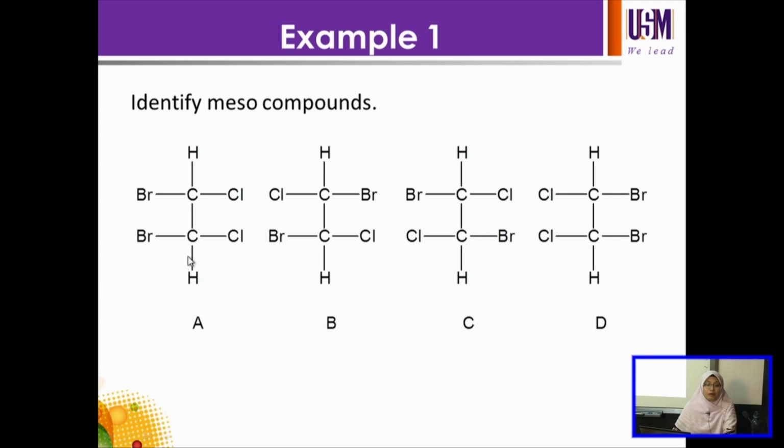From the compounds listed here as A, B, C and D, identify the mesocompounds. The first thing that you can do is search for the plane of symmetry. From here you can see that compounds A and D have a plane of symmetry. They can have two identical halves. So A and D are mesocompounds.